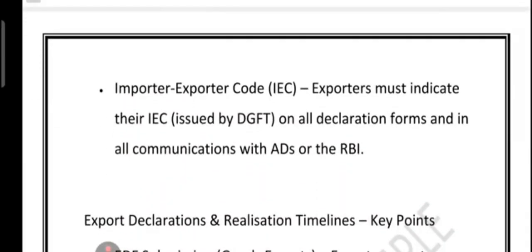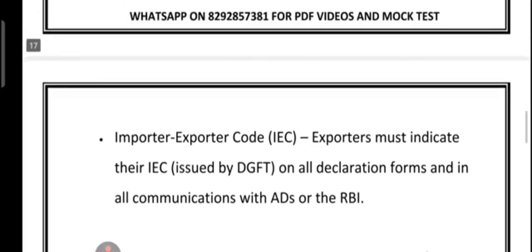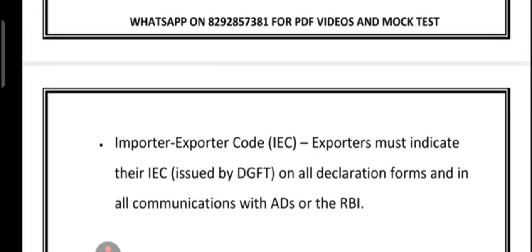You know what an IEC code is? Importer Exporter Code from DGFT. The DGFT issues this code. So the exporter must always mention this IEC code on all the declaration forms and communication with the bank or RBI. That is your export ID card. So in short, you should keep your bank informed, right?